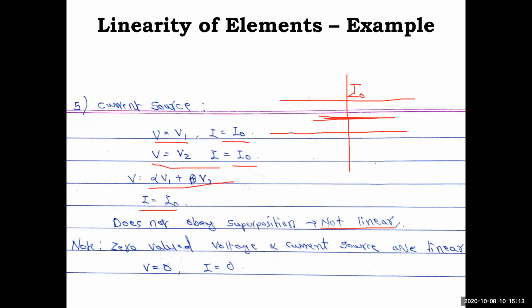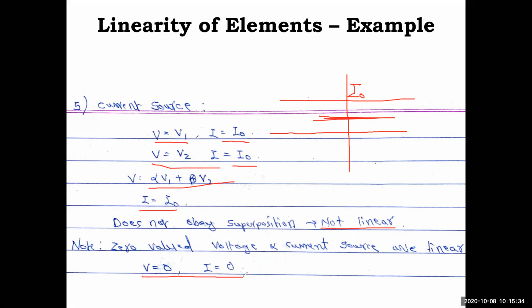There is one small note: a zero-valued voltage source and a zero-valued current source are nothing but a short circuit and an open circuit actually. So they are linear. With V equal to 0 or I equal to 0, we do not call it a source at all, but in this case it is called linear. Otherwise, it is not linear.